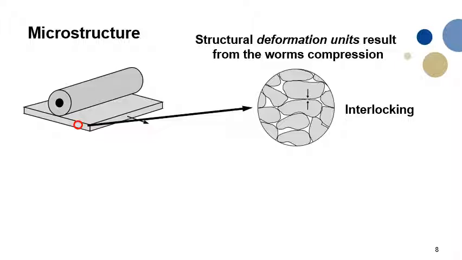Again, during compression, the worms retain their own identity, and they form this compressed particle that we will call the deformation units. They are fundamental in the load carrying mechanism. These deformation units interlock among themselves by only mechanical forces.